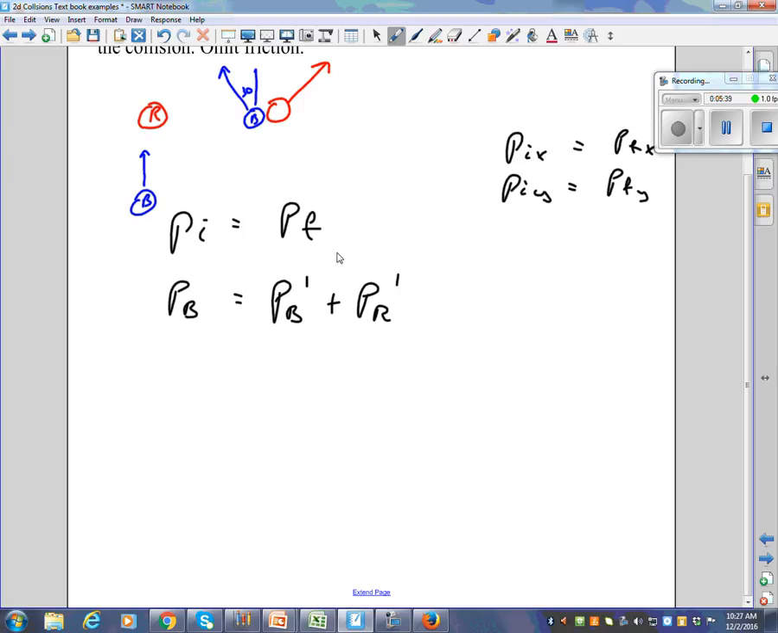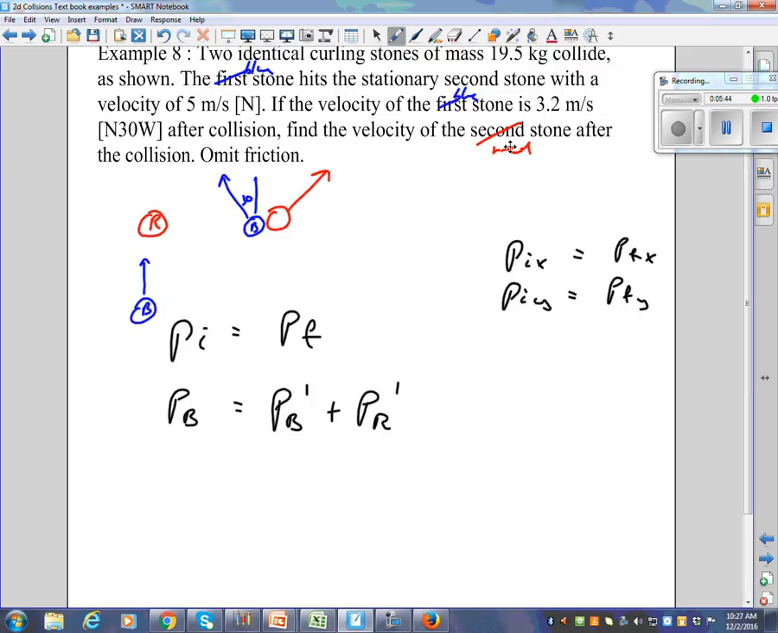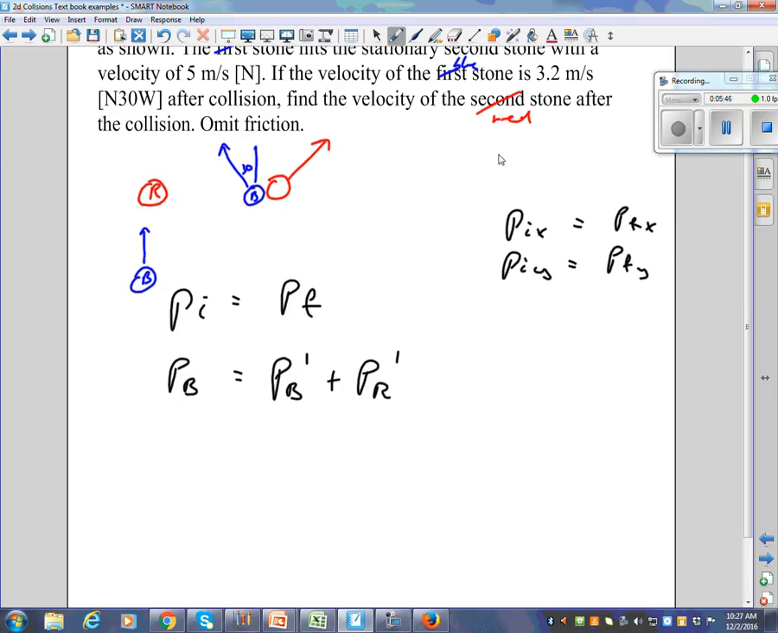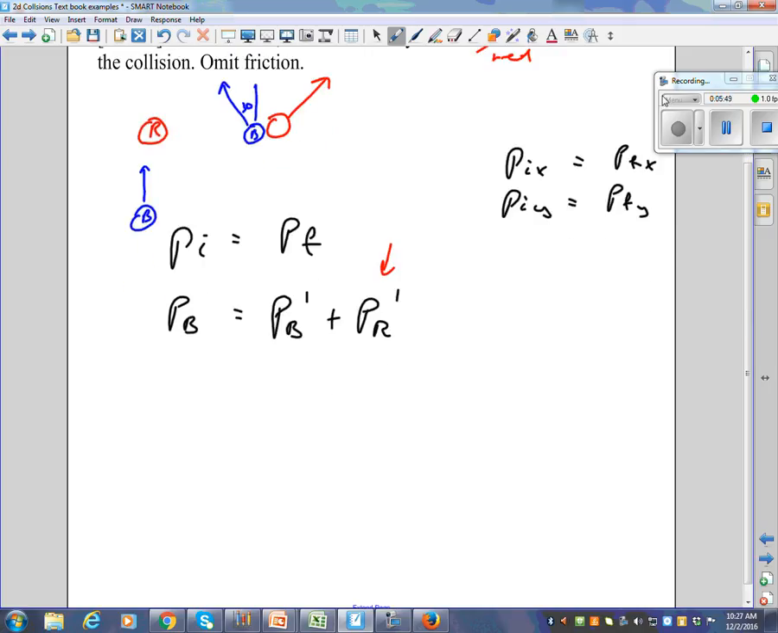Okay, now what are we trying to solve here? We're trying to find the velocity of the second stone after the collision. This is the red one. We're trying to find a part of that guy there, right? Okay, so could I take this PB prime to the other side and make it negative? Would that work? Could I say that PB minus PB prime is equal to PR prime? Does that make sense? I just took this value here, went to the other side and made it negative, right?